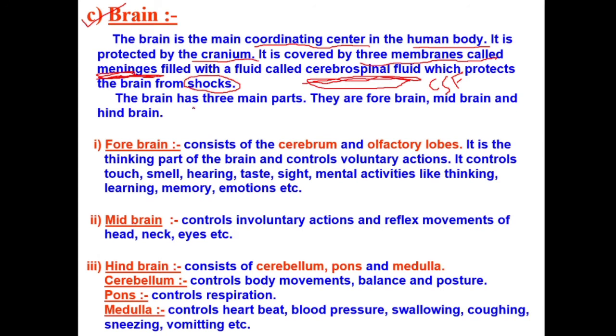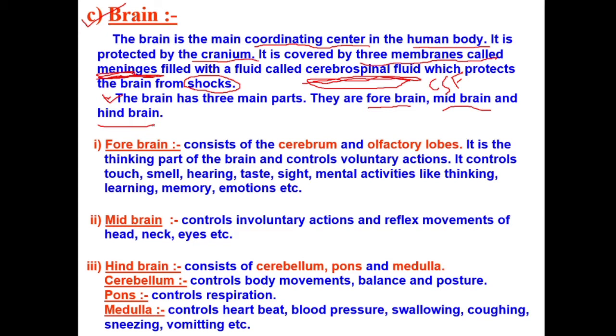Because your brain is so delicate, na? It needs premium protection. That is given first by a hard box-like structure, that is our cranium or skull. Under that we have 3 membranes, that is meninges filled with cerebrospinal fluid, which protects the brain. Okay, and the brain has main 3 parts. What are those 3 parts? Forebrain, midbrain, and hindbrain.